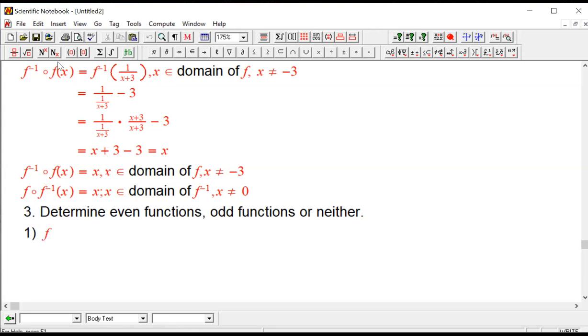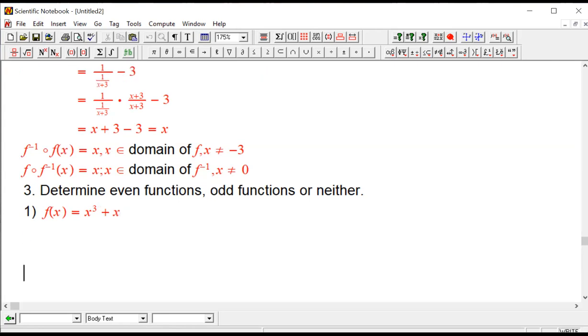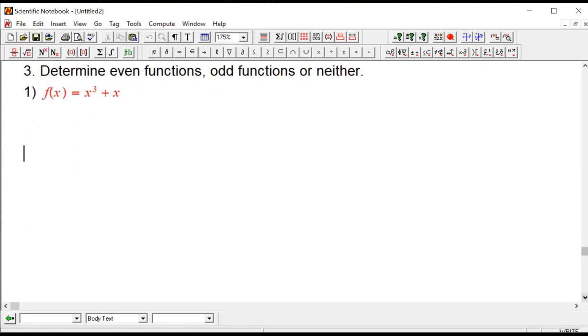Okay, f of x equals x raised to the power 3 plus x. Because of the definition, here I'm going to put some kind of guideline for you to think about. I'll think out loud. Basically, you work on scratch paper.